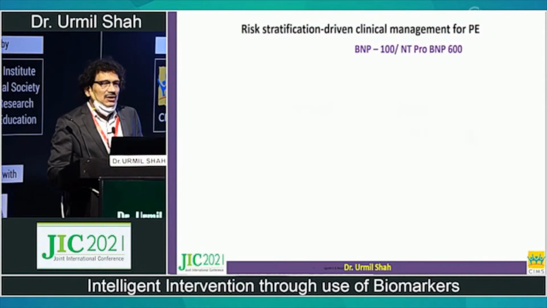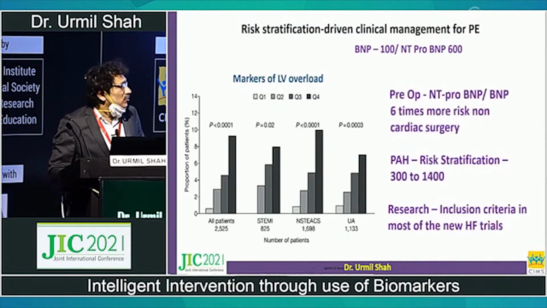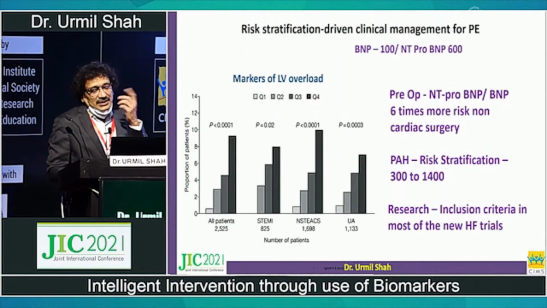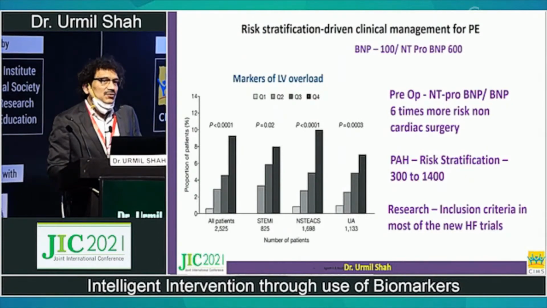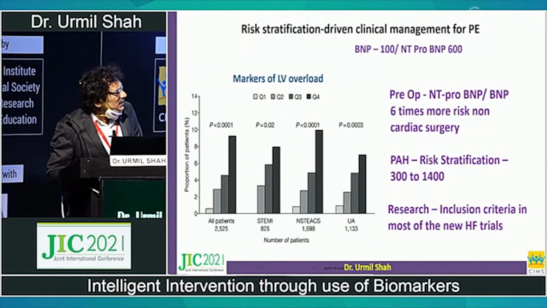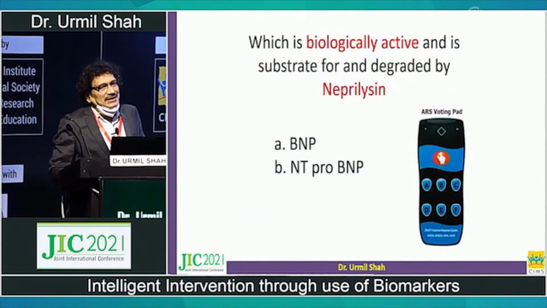Another risk stratification: BNP can also be used for pulmonary embolism. If it is high, then it is a bad prognostic marker. In acute coronary syndrome also, in any group of patients, if NT-proBNP is high, it basically carries a bad prognosis. Pre-operatively for non-cardiac surgery also, if NT-proBNP is high, it carries a high risk. In pulmonary hypertension also, it can risk stratify patients into mild, moderate, and high risk. And for research purposes or newer trials which are going on, NT-proBNP is basically the inclusion criterion used in most of our patients.